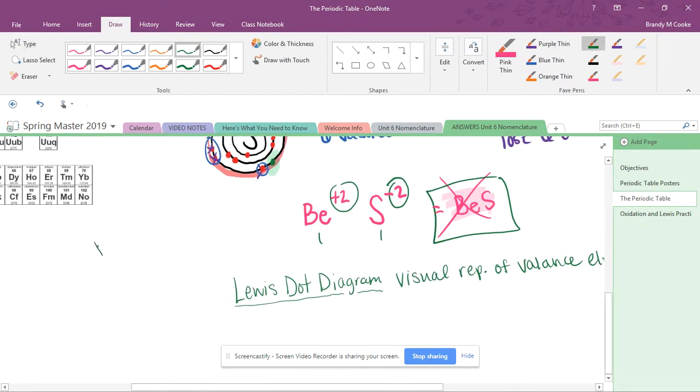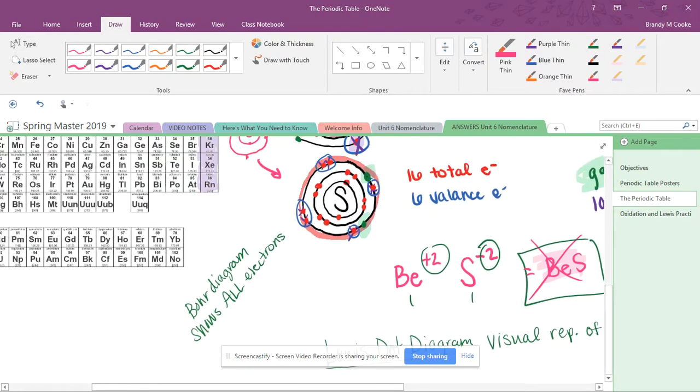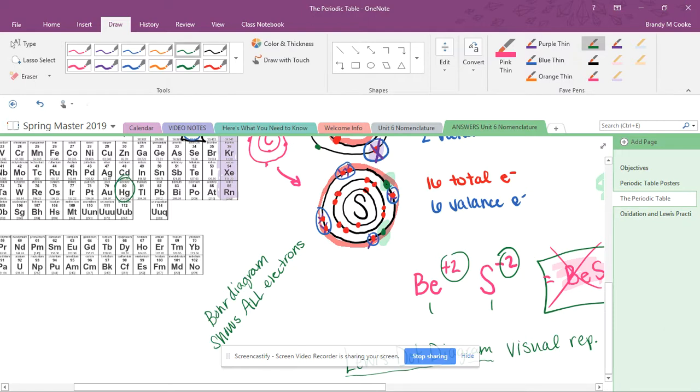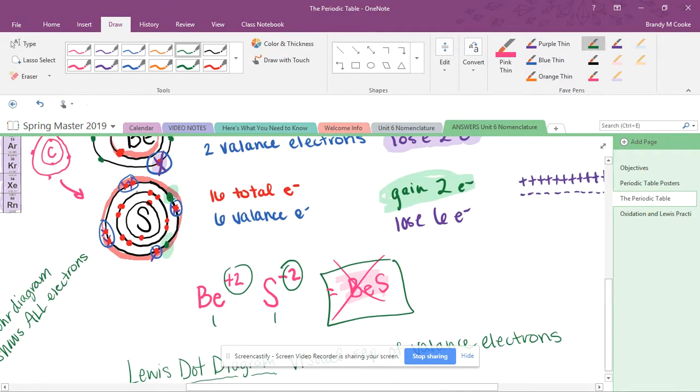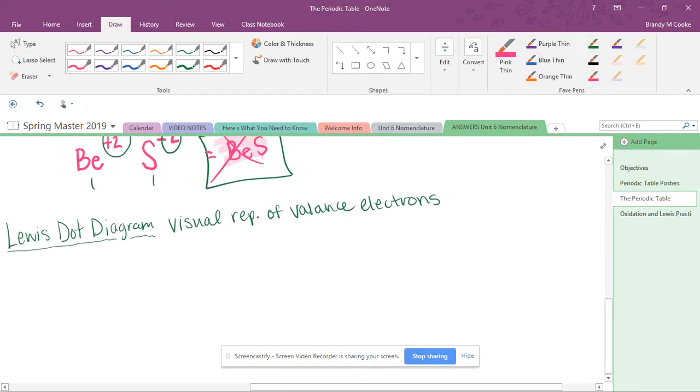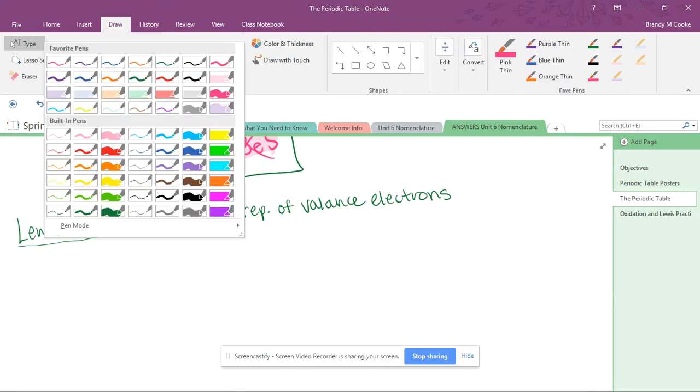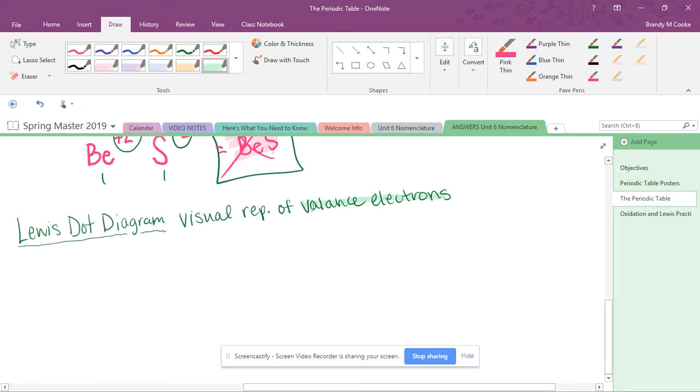So I'm just going to put a little note here. Bohr diagram shows all electrons. And that's kind of why we don't like them, because if I'm doing Mercury here, he has 80 electrons. So I'm going to have to draw these circles with 80 red dots around it. That sounds like a pain in the buns, and I don't want to do that. All that really matters are those valence electrons. And that's why we have Lewis dot structures, so that we can just have that visual representation of valence electrons.